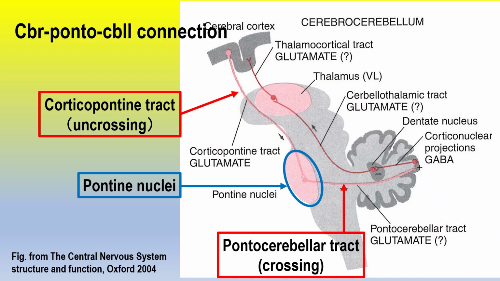While the cortico-pontine tract is uncrossed, the majority of pontocerebellar fibers cross the midline. Consequently, the cerebral cortex primarily influences the contralateral cerebellar hemisphere.